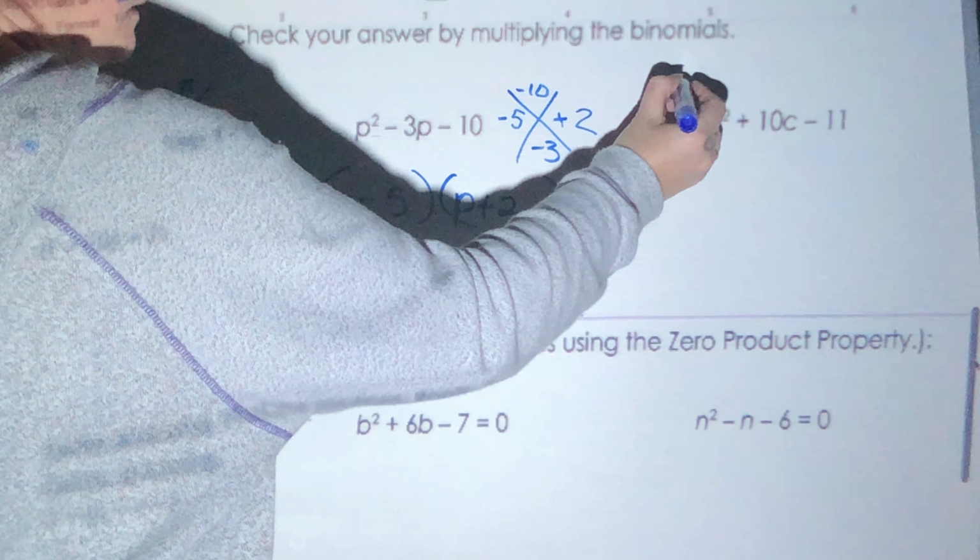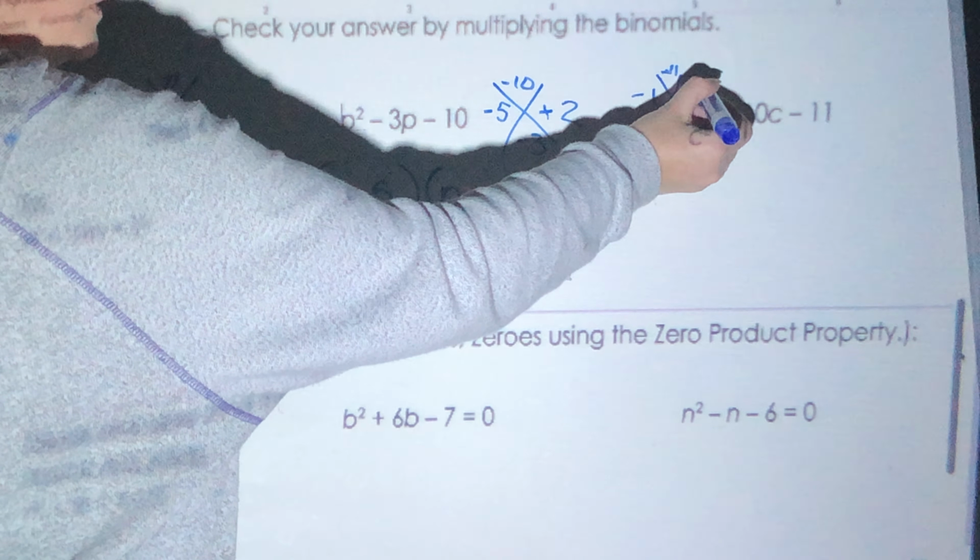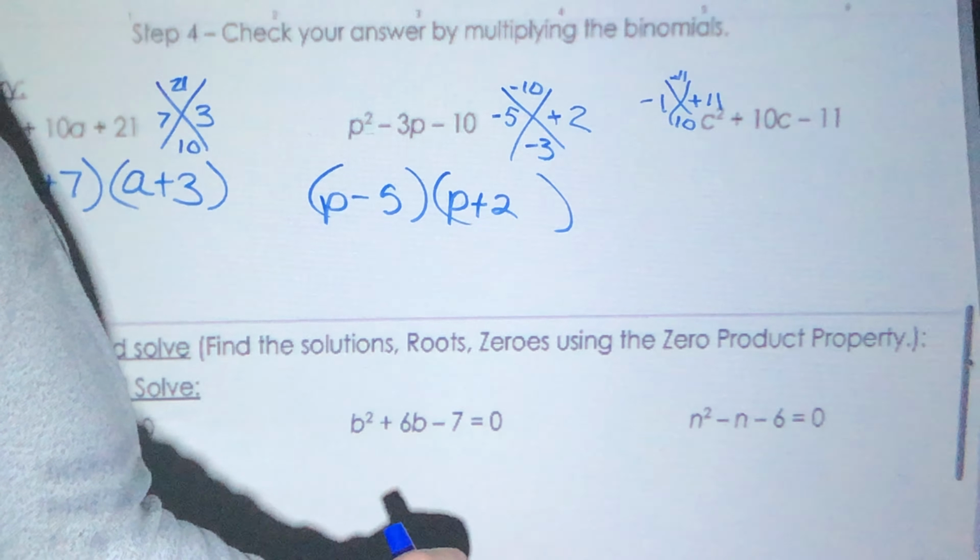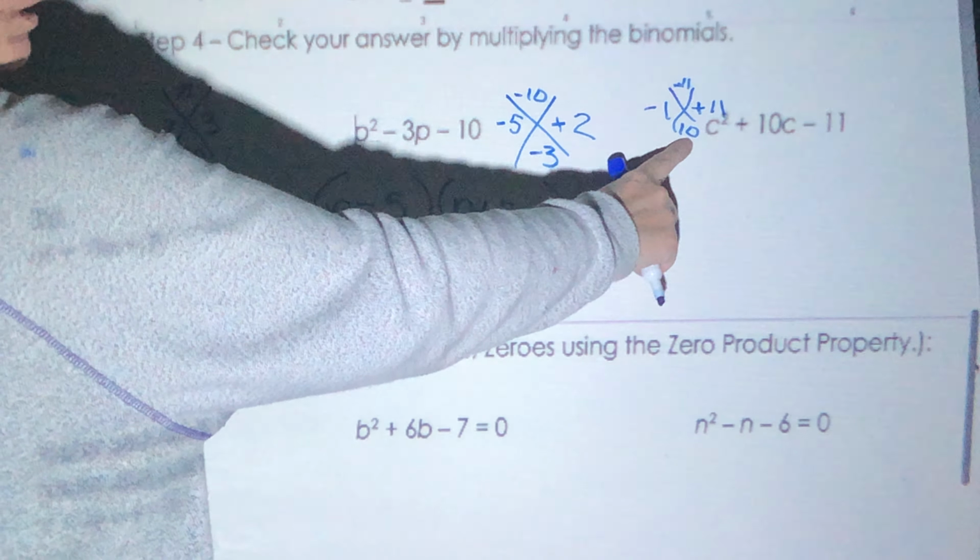So I know that one has to be negative and one has to be positive, and the bigger number has to be positive because you have a positive sum. So if I try negative 1 and positive 11, if I add those two together, I would get positive 10, and if I multiply them, I get negative 11. So my two parentheses would be c minus 1 and c plus 11.